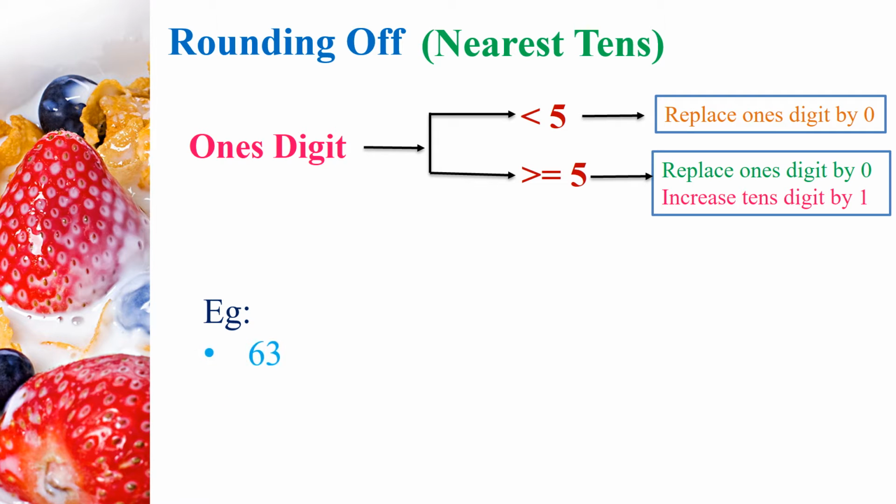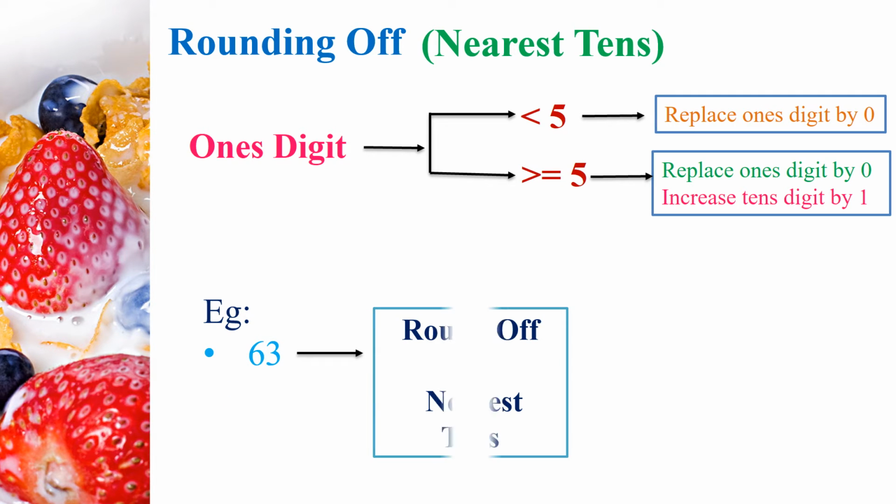For example, take 63. Now we are going to round off to nearest tens. Take one's digit, that is 3. When you compare with 5, that is less than 5, so replace one's digit by 0. So we will get 60.